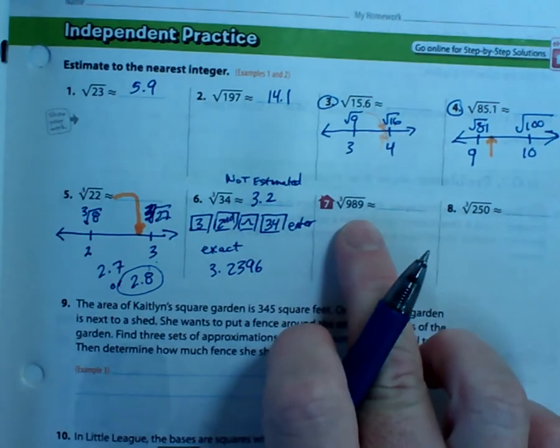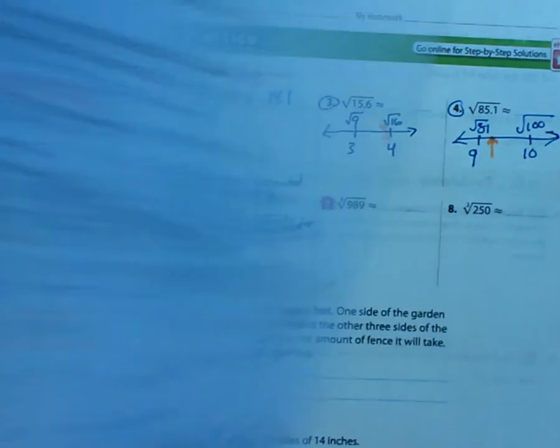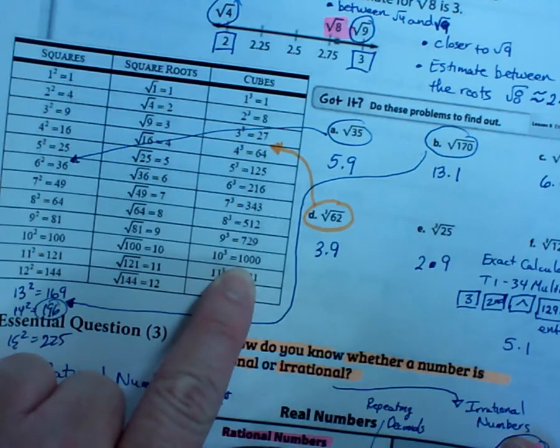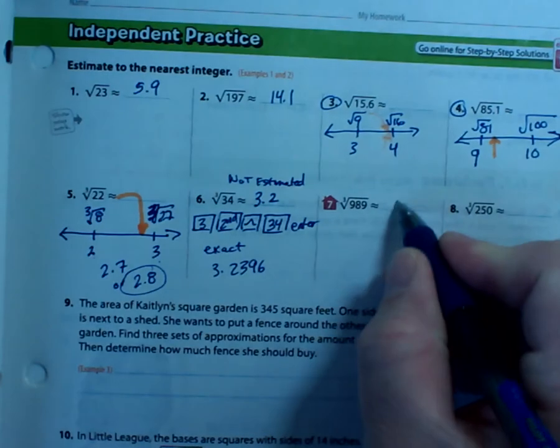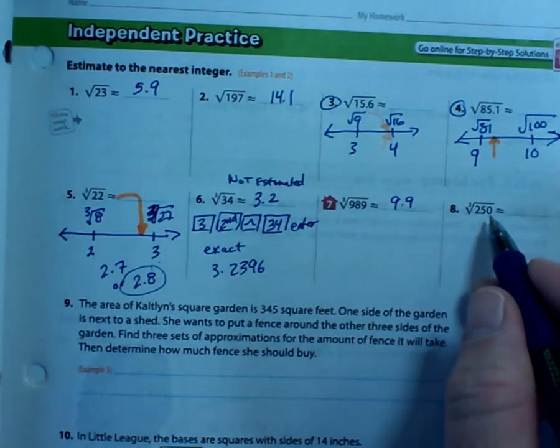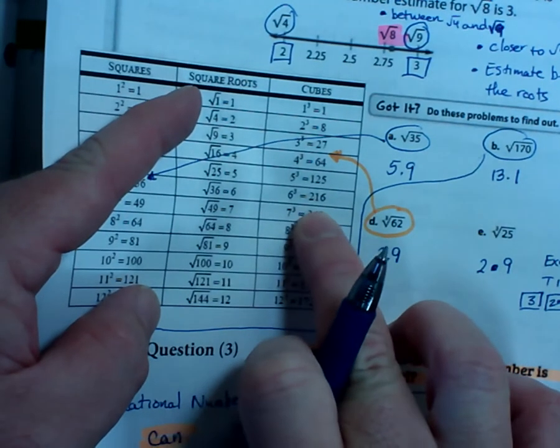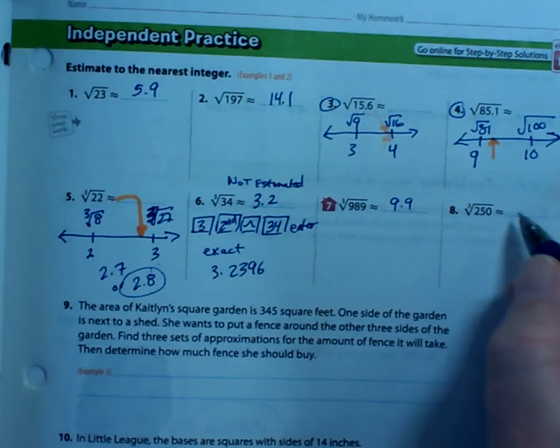And you want to keep estimating. This is almost 10 cubed is 1,000, so it's got to be about 9.9. 250, go back to here. It's maybe 6.3.